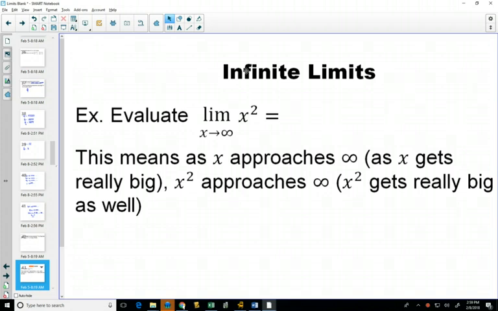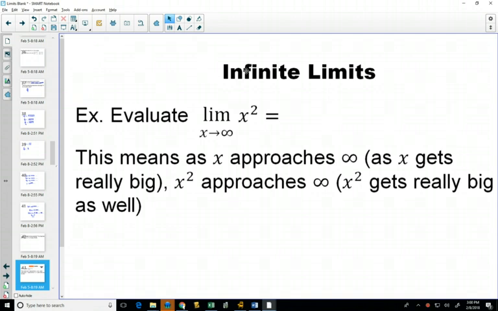Now, in your textbook, whenever an answer goes to infinity, since infinity is not a number, it always says the answer is undefined. However, in most calculus, we are concerned about knowing whether it is going to infinity or going to negative infinity, or if it truly is undefined. So I'm going to show you a couple of different examples.